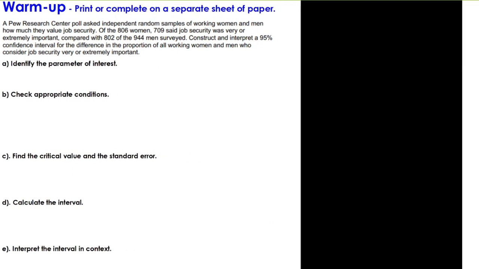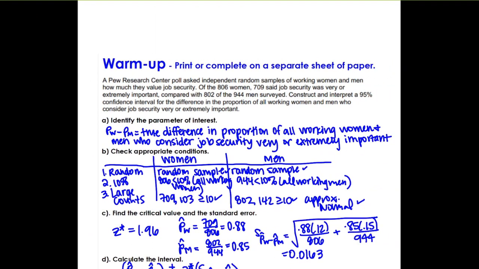All right, so here we have our answers. Remember, the parameter is basically what comes after. Parameter of interest is what comes after confidence interval 4. Right there. And then you just put it in context. The appropriate conditions, we have random 10% and large counts. Remember, you have to check for each sample, slash population, since you check both.